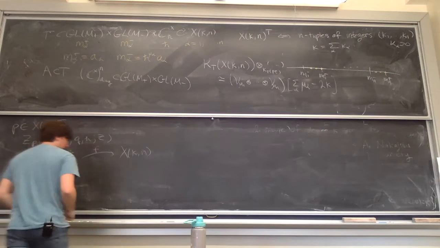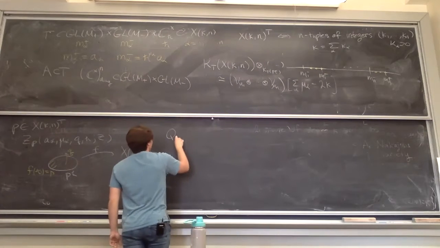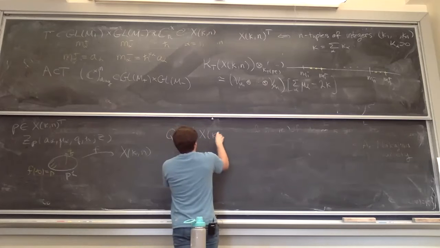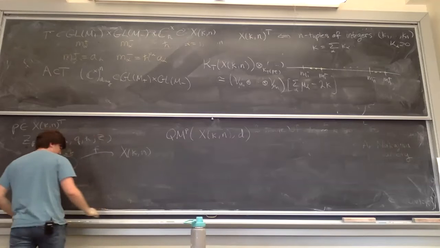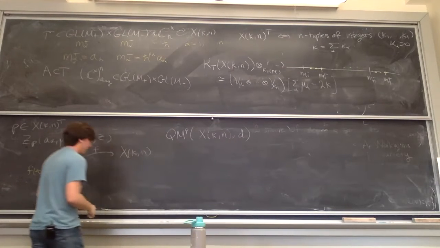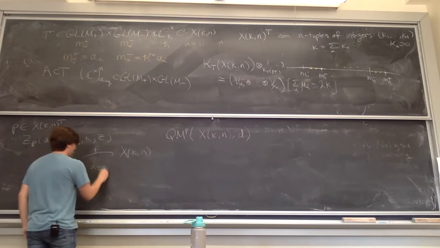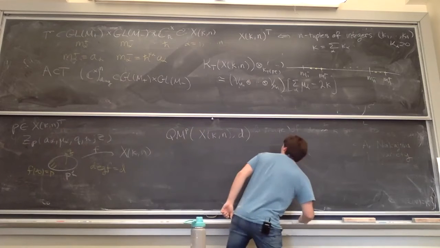So I'll call the corresponding moduli space QMP of, and then I'll also single out the degree. Again, I'm being intentionally vague about the definition of quasimap just to avoid getting bogged down in detail. But there's some notion of degree, and you select degree D.